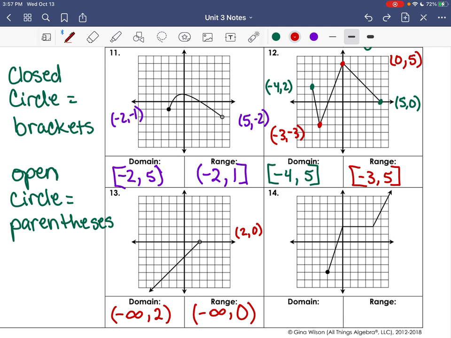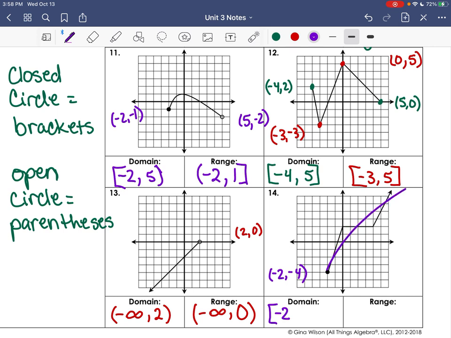Now, number 14 is almost exactly the opposite of number 13. Number 13 starts up here and then goes down to the left. Number 14 starts down here and goes up to the right. So when we do this problem, our starting point is down here, and it is negative 2. 1, 2, 3, 4, negative 4. And so that means that we're going to start at the left side, which is negative 2. It's closed, so we need a bracket. And then we're going to go up, but also to the right.